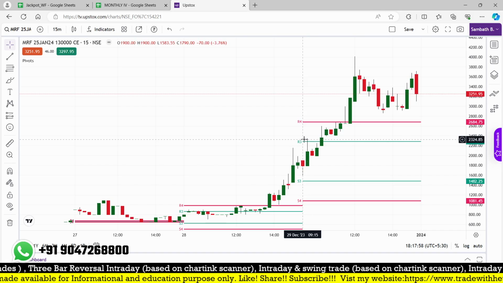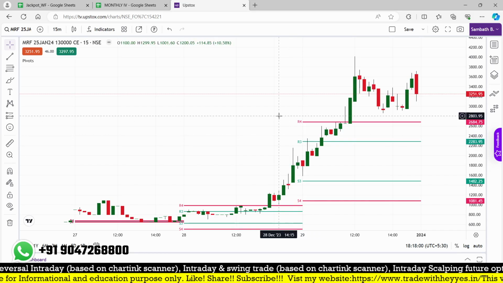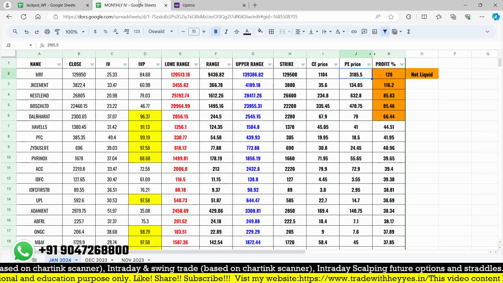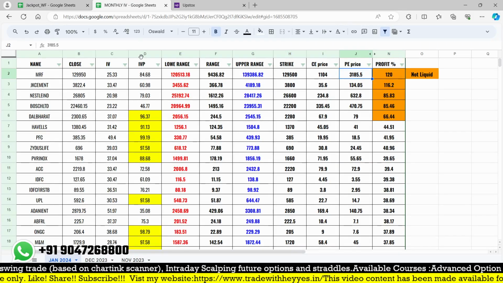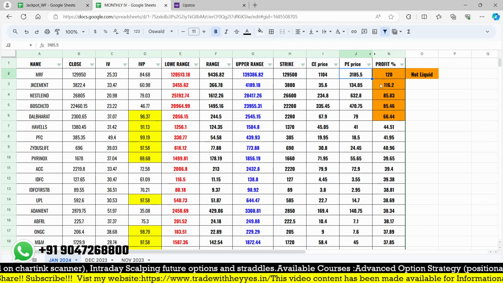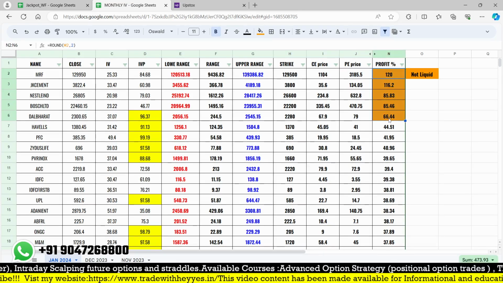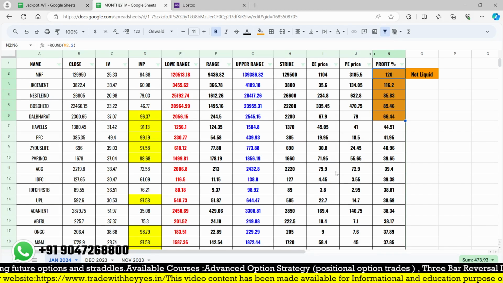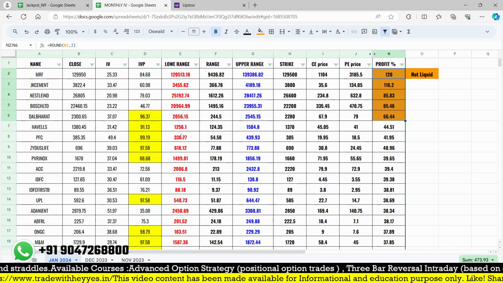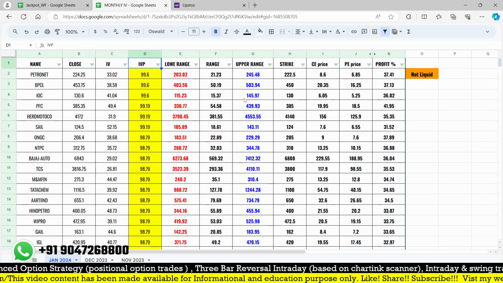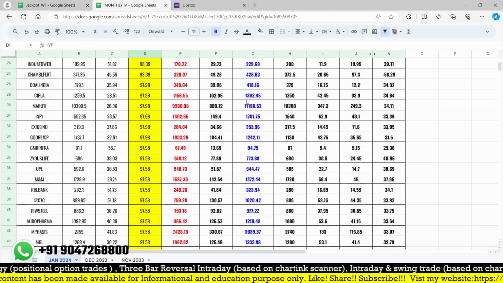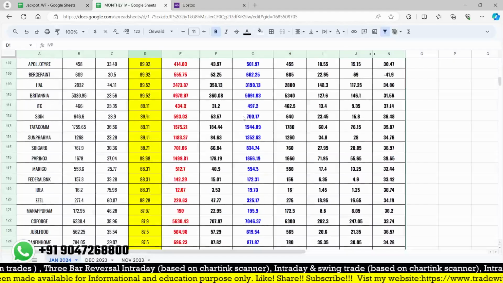That's why we always plan trades in liquid stocks only, and you know well how to filter out liquid stocks with our course. So the remaining ones that I marked in orange color in the profit percentage, simply remove them because of low liquidity. And if you compare based on probability, we have a huge number of stocks happening here.